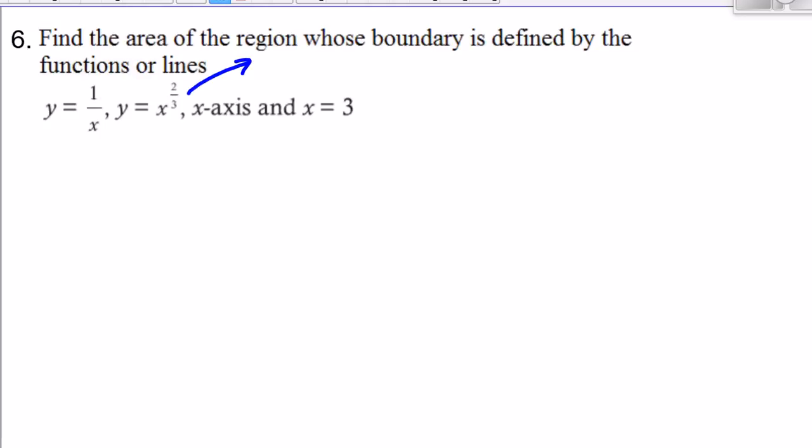This function here is y is equal to the cube root of x squared, which means if you plug in any positive value, you'll get a y value for any positive value of x, and you'll still get a y value for any negative value of x. So this function will look something like this.